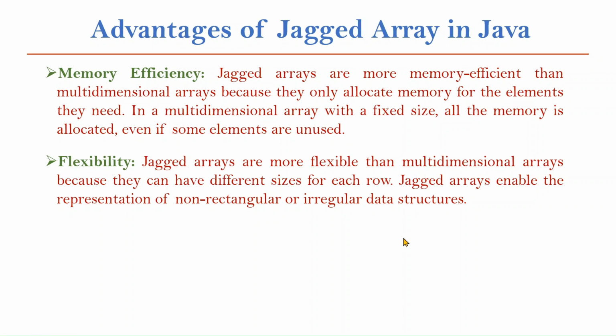So first row, you have two columns. Second row, something like 5. So that is called irregular number of columns we do have. So in that sense, they are saying irregular data structure.